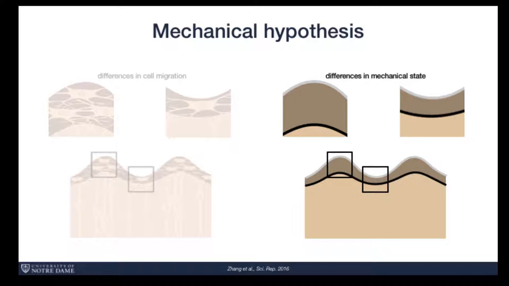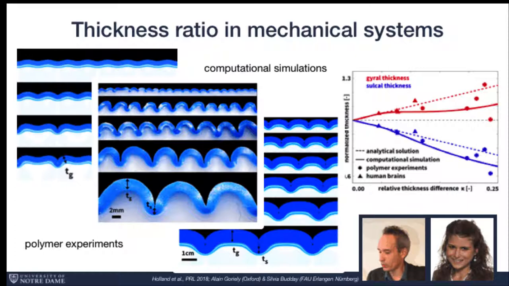To investigate this, we looked at the thickness ratio in a number of purely mechanical systems that wouldn't have any source of biological heterogeneity. We did numerical simulations. These are finite element simulations where the elements are growing, and we see consistently that gyri, or the peaks, are thicker than sulci, or the valleys. We also did some polymer experiments, with a collaborator, Sylvie Budday, at FAU Erlangen-Nuremberg. Again, no source of biological heterogeneity here. The film is initially of uniform thickness, but after folding, we see thicker gyri and thinner sulci. These support our hypothesis that there's a mechanical role in these thickness variations.